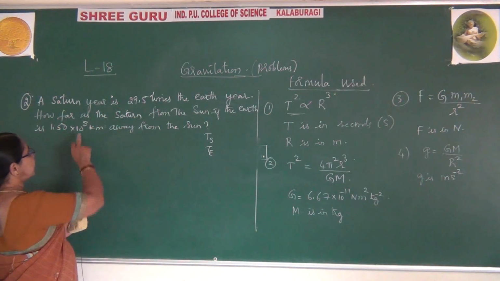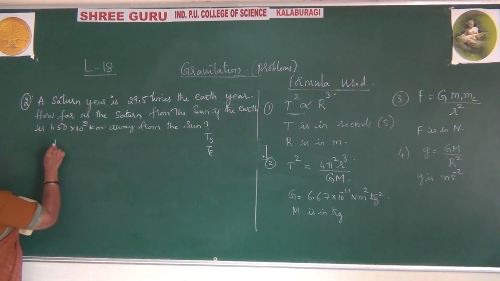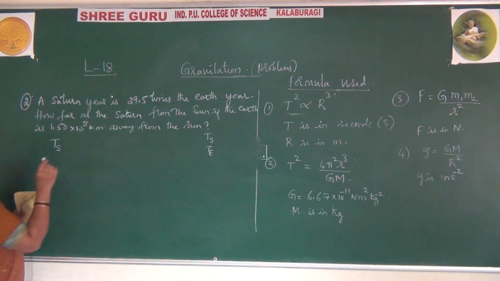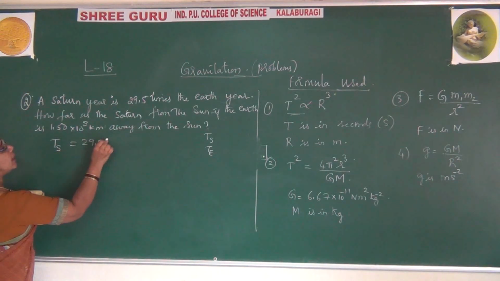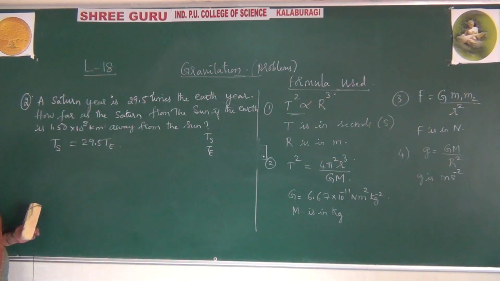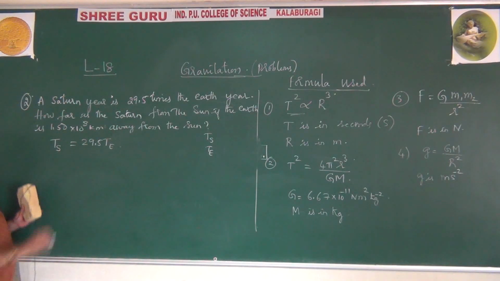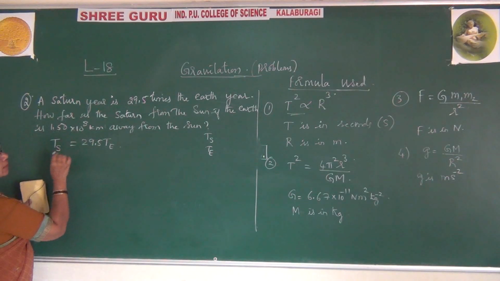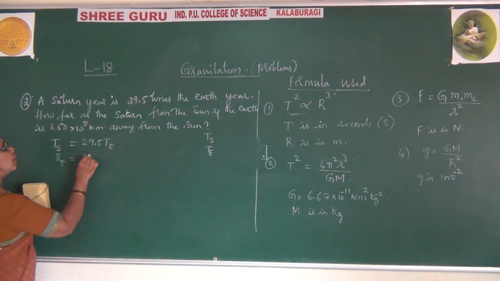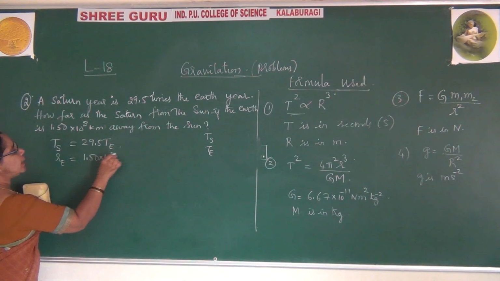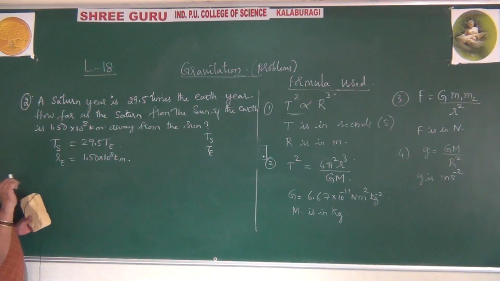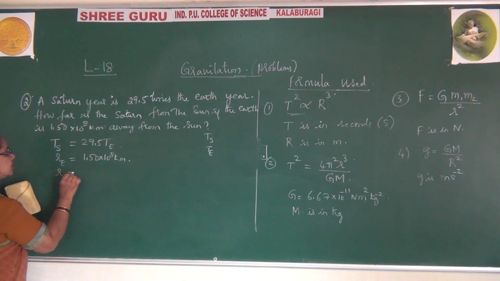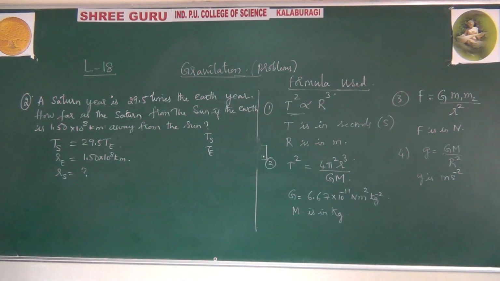So, they have also given the radius. Let me write the Saturn year TS is equal to 29.5 times the Earth year. This is the condition they have given. Next is the radius of the Earth, that is RE, is equal to 1.50 into 10 raised to 8 kilometer. How far is Saturn from the sun? You have to calculate RS. This is the question they have given.